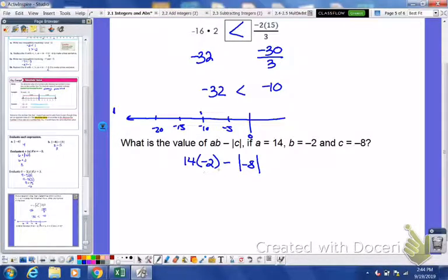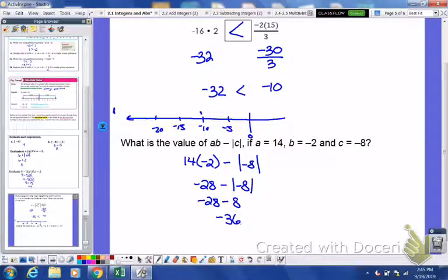Make sure you put this in parentheses because of the negative. 14 times negative 2 gives us a negative 28 minus the absolute value of negative 8. Go ahead and take care of its absolute value. So negative 28 minus 8, which would give us a negative 36. Again, don't worry if you're not sure about the negatives.